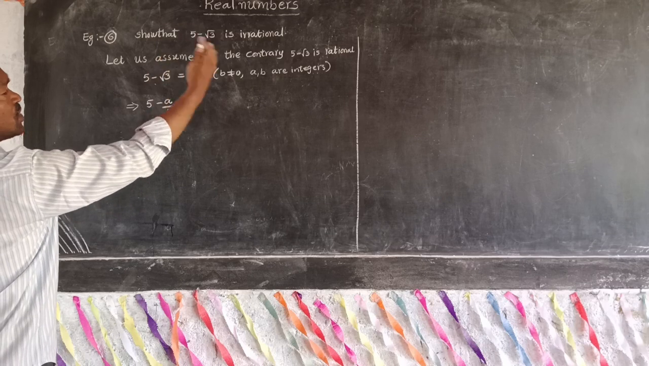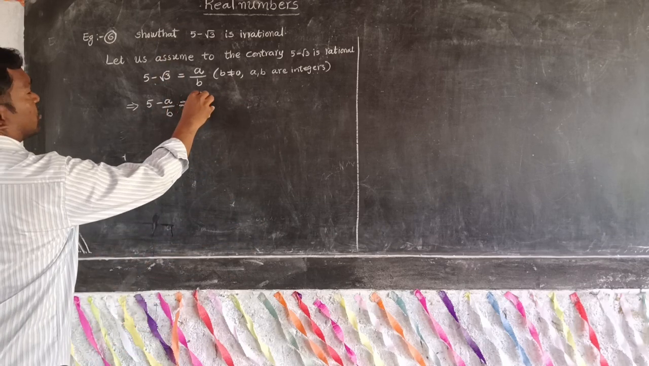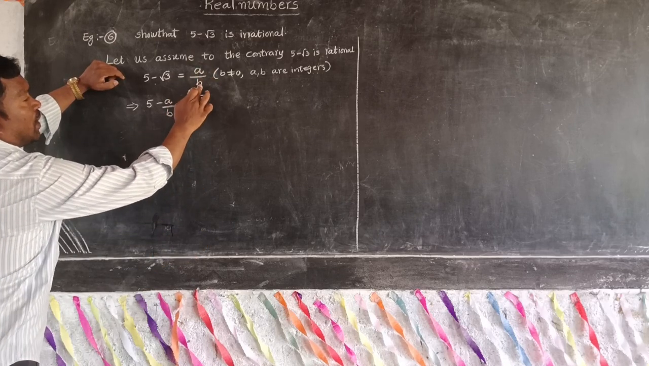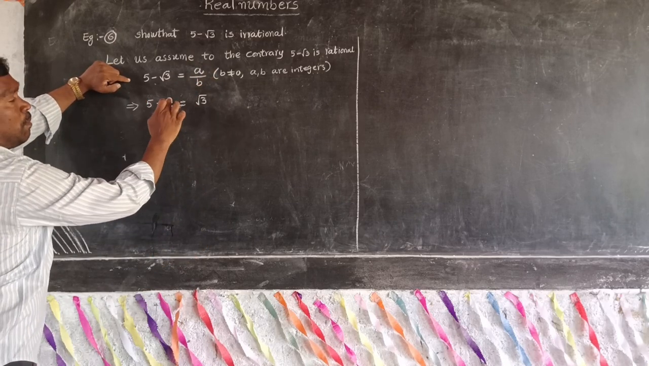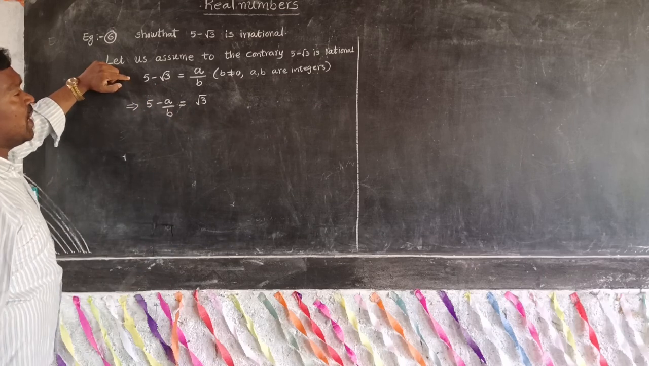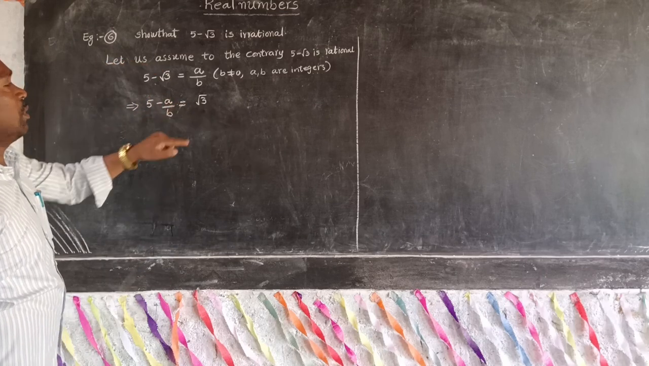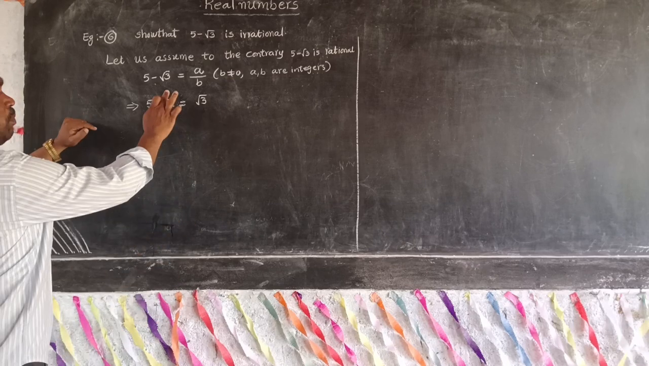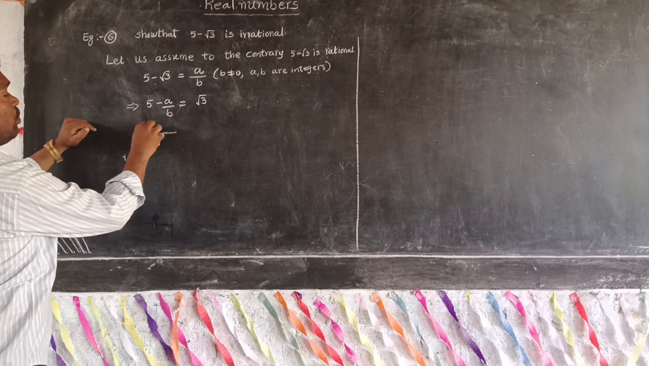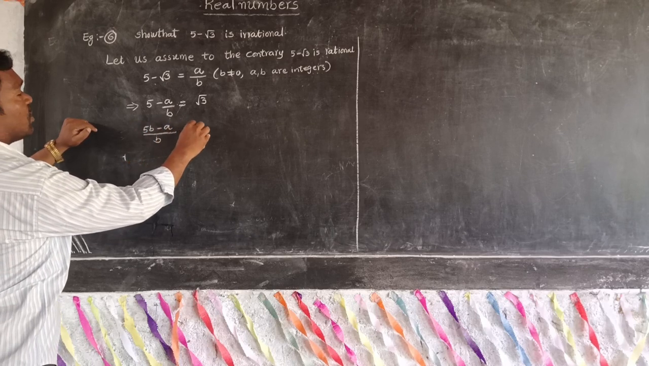Transferring to the LHS, minus a by b; minus root 3 transposing to the RHS becomes plus root 3. Once again, plus a by b transposing to the LHS becomes minus a by b, and minus root 3 transposing to the RHS becomes plus root 3. So 5 minus a by b means 5b minus a by b equals root 3.